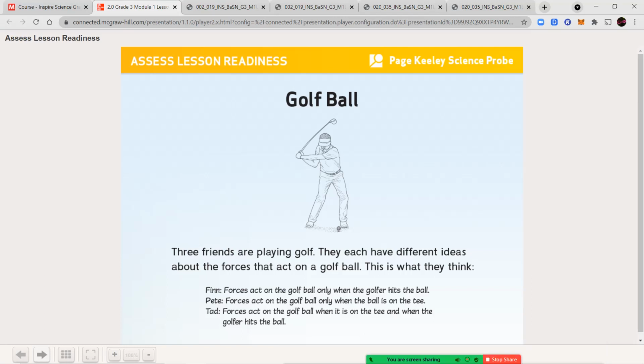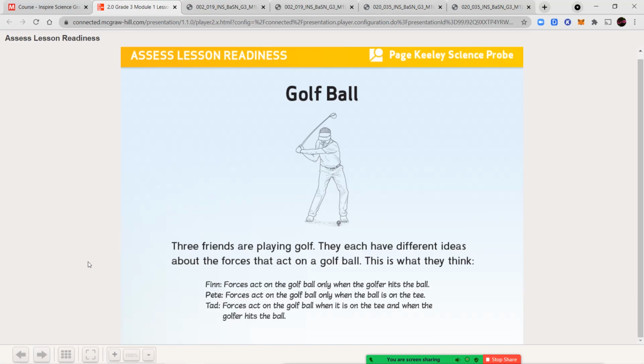The beginning of our lesson is going to give us our opening question that you're going to be able to answer independently. Three friends are playing golf. They each have different ideas about the force that acts on the golf ball. This is what they think.